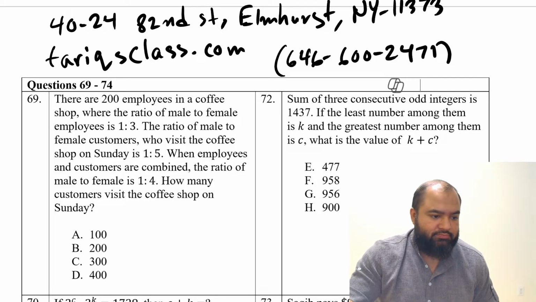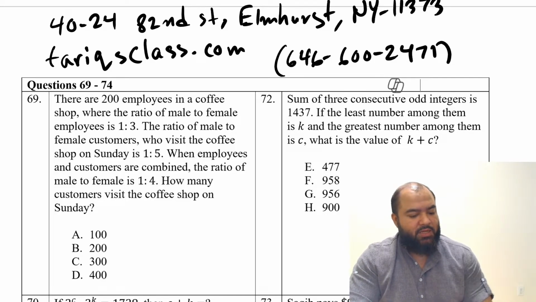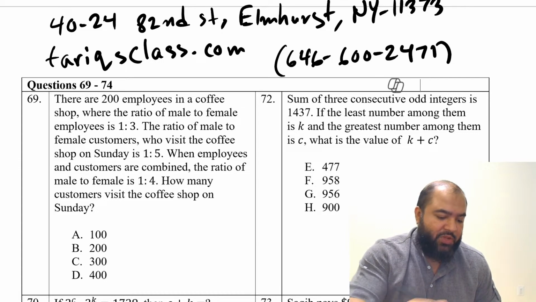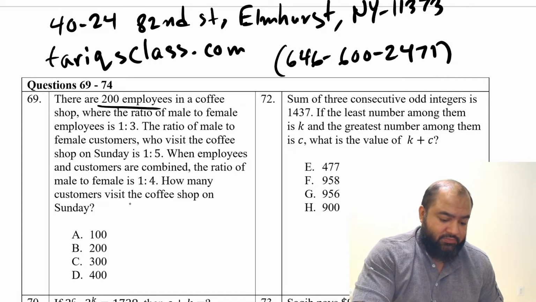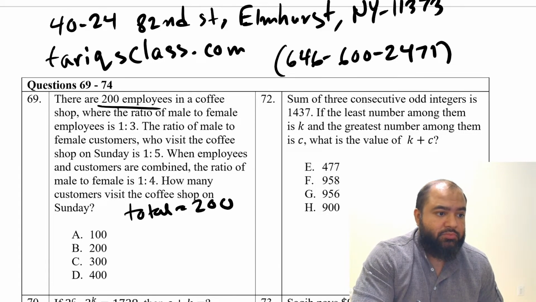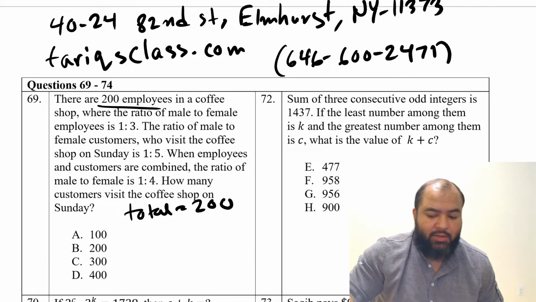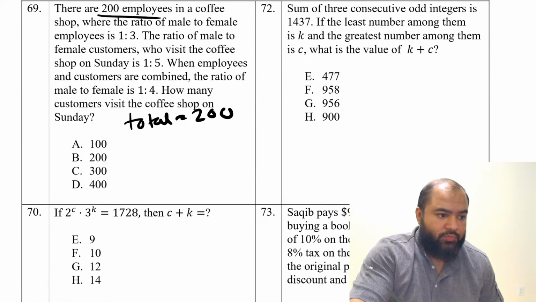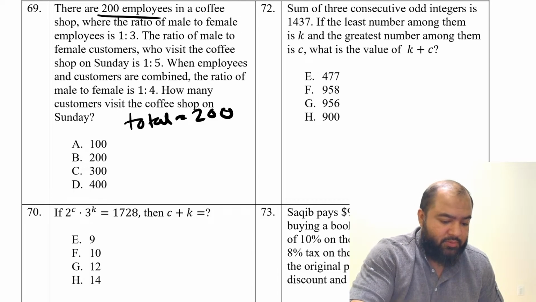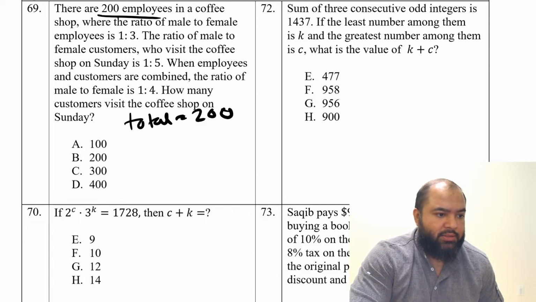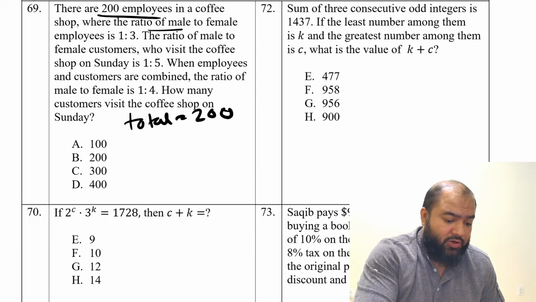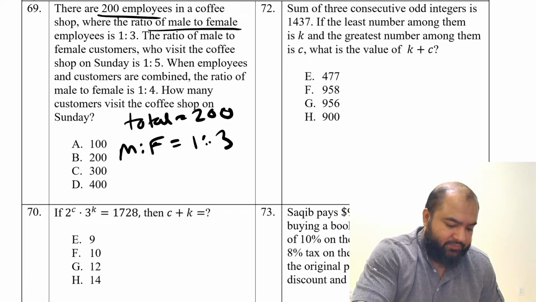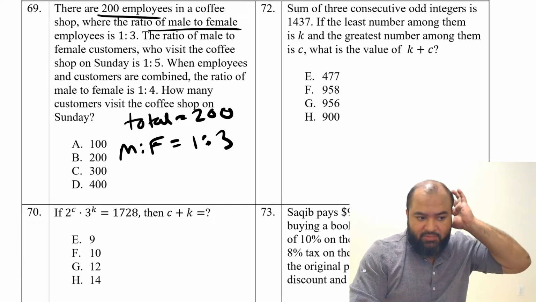Okay, so no answers? This one is a bit hard, so let me try. Look, there are 200 employees. So total employees, 200. Okay? Now, I'll scroll it down a little bit more. So, 200 employees, and the ratio of male to female is 1 to 3. All right, let's work with these first.